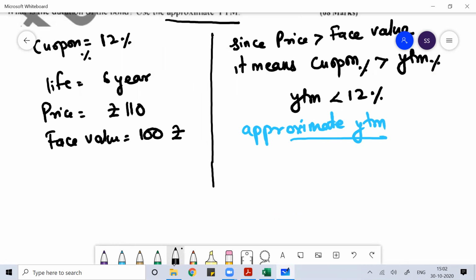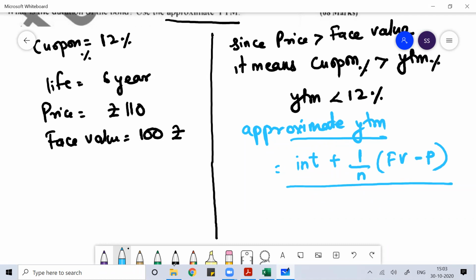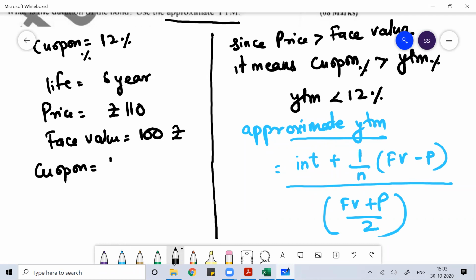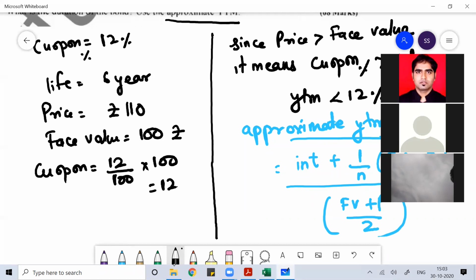When you talk about approximate YTM, the formula is: interest, meaning coupon, plus 1 by n times face value minus price, divided by face value plus price divided by 2. This is a shortcut formula to find the YTM. Interest means coupon, and coupon is always calculated on face value. So the coupon is 12% of 100, which is 12 rupees.